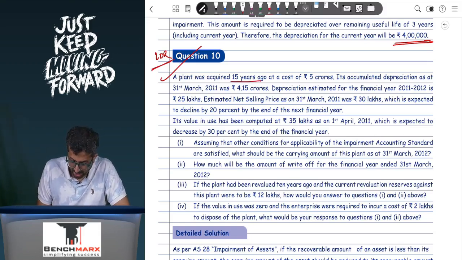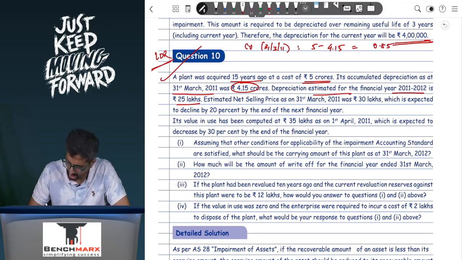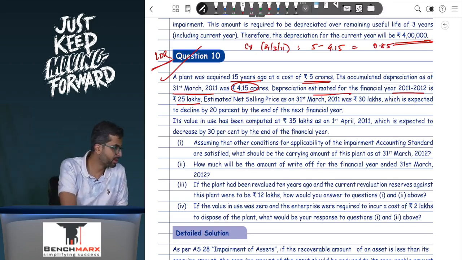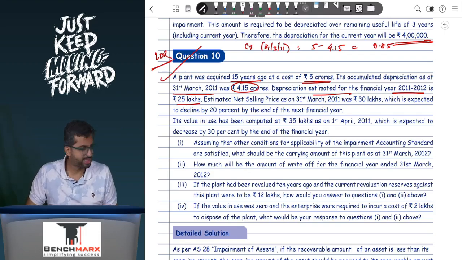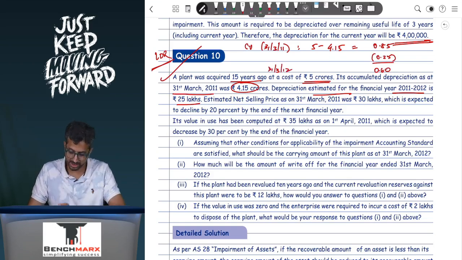A plant was acquired 15 years ago at a cost of 5 crores. Its accumulated depreciation at the end of 31st March 11 was 4.15 crores, which means the carrying value on 31st March 11 would be 5 minus 4.15, which is 0.85 crores. Depreciation estimated for the year 11-12 is 25 lakhs. So the estimated depreciation is around 25 lakhs, which must be deducted from the balance at the start of the year. 25 lakhs is 0.25 crores, and hence your balance at the end on 31st March 2012 will be around 0.6.